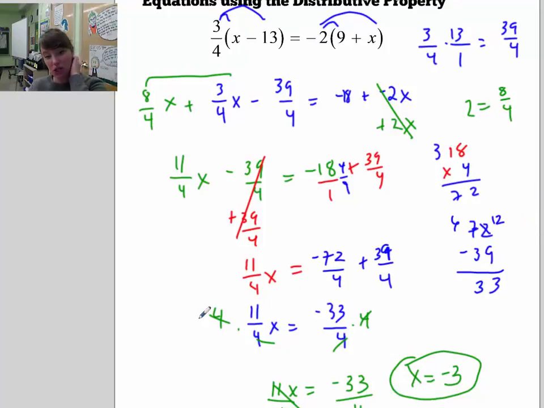You could make a decision here to turn it into a proportion if you wanted to. There's lots of decisions that you have to make, and as long as you're doing everything correctly, then you should arrive at the same answer at the very end. Okay?